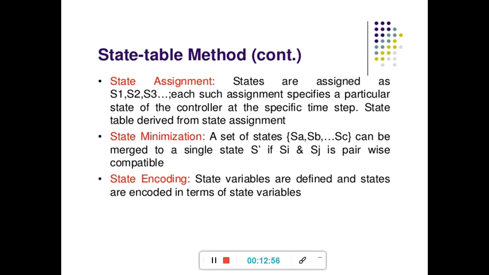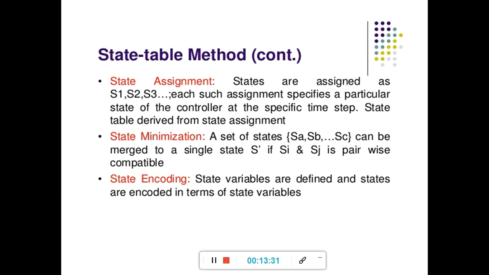And number 2, state minimization. What is state minimization? It is a transformation of a given machine into an equivalent machine with no redundant states. Here a set of states, SA, SB, SC, can be merged into a single state, so we consider them pairwise compatible. As I already said, there are no redundant states. It is called state minimization.